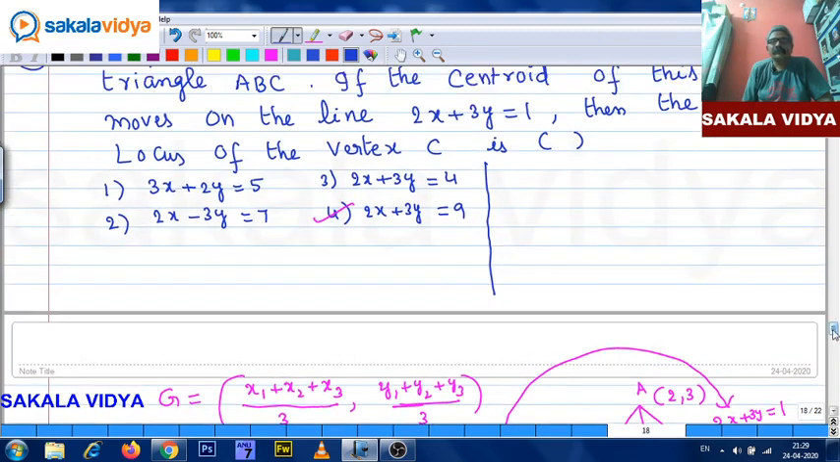Okay, we need to change the option now here, better. It's correct. Minus 9 is correct.